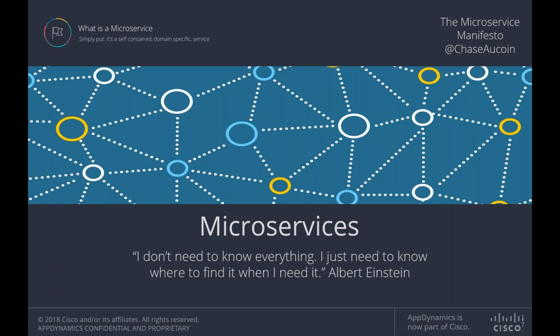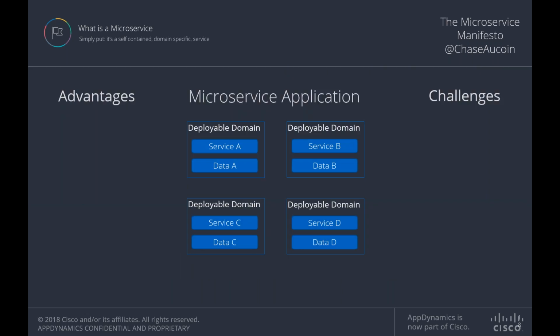So that's where microservices come in. I really like this quote by Albert Einstein: I don't need to know everything. I just need to know where to find it when I need it. And so the difference between a monolith and a microservices approach, typically we try to put the service and data together. You don't have to do it that way, but that is typically how we do it.